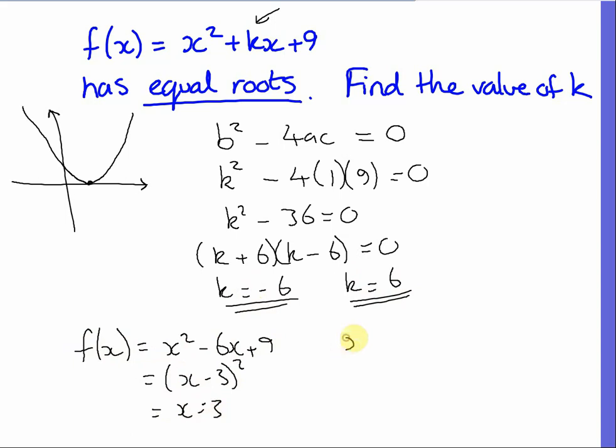Okay. The other possibility, you could have had a positive 6x. So when we solve this one, we would get x equals minus 3. So again, only one repeated root, therefore has an equal root.